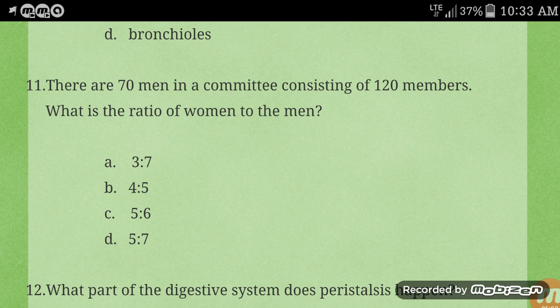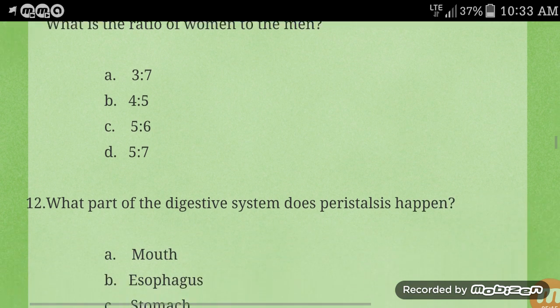Women to men. So 120 minus 70, that's 50. So there are 50 women. So 50 is to 70, or 5 to 7. Divide both sides by 10, so that's 5 to 7, letter D.